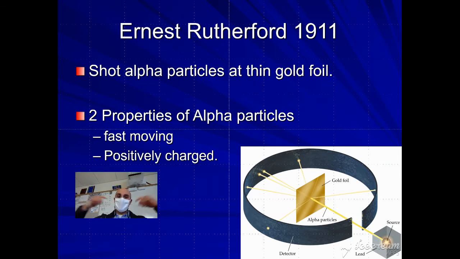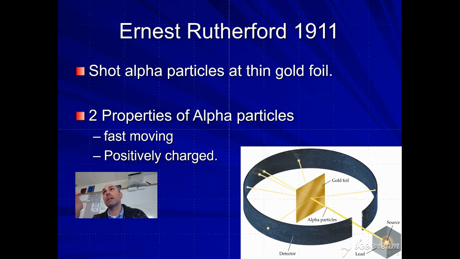Hey, it's me, I'm back. Alright, so you guys just saw Ernest Rutherford's gold foil experiment. Ernest Rutherford did this in 1911. He shot alpha particles at thin gold foil. Those little fast-moving paper balls, those were alpha particles.